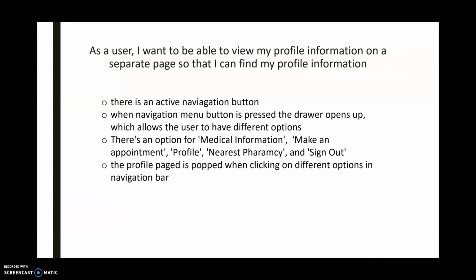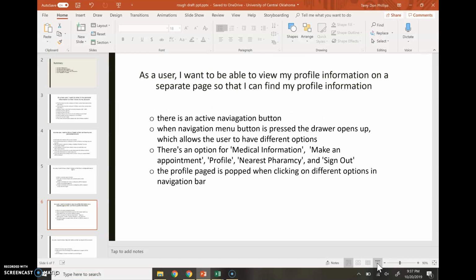As a user, I want to be able to view my profile information on a separate page so that I'm able to find my profile information. There's an active navigation button. When the navigation menu is pressed, the drawer opens up, which allows the user to have different options. There's an option for medical information, make an appointment, profile, nearest pharmacy, and sign out. The profile page is popped when clicking on different options in the navigation bar.